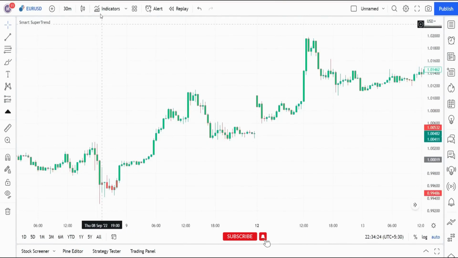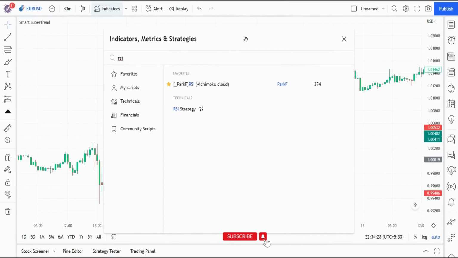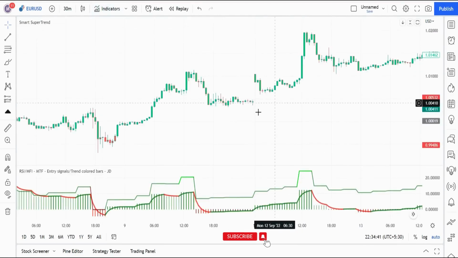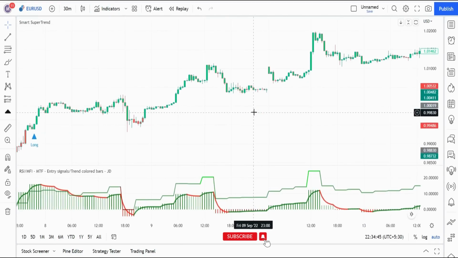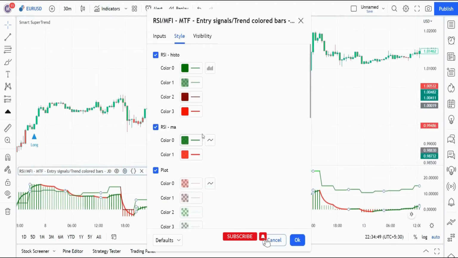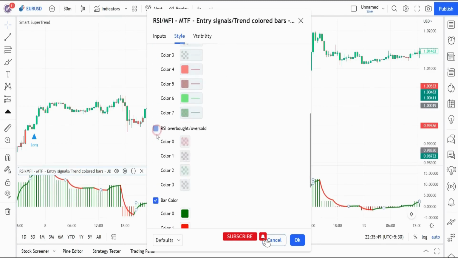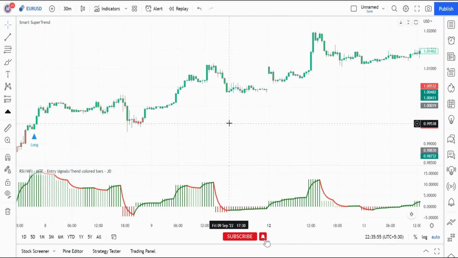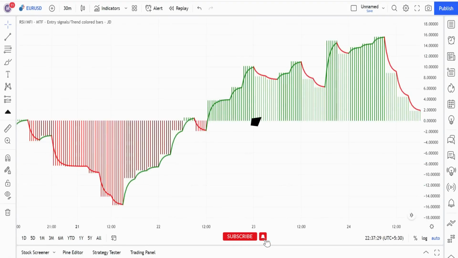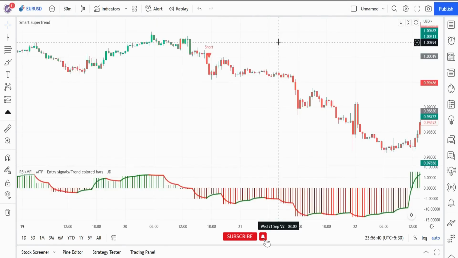So again, click on the indicators and type RSI Histo entry JD. Click on this one. This is how the second indicator looks on the chart. Now click on the indicator settings. Disable all options, except for RSI Histo and RSI MA. Whenever the histogram of this indicator is green, the long signal is confirmed. And whenever the histogram is red, the short signal is confirmed.